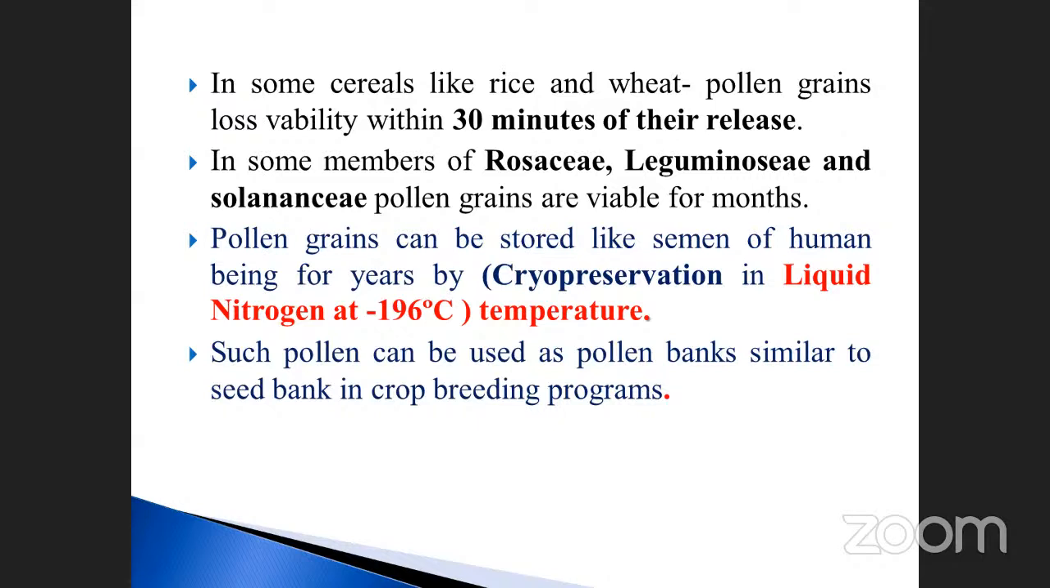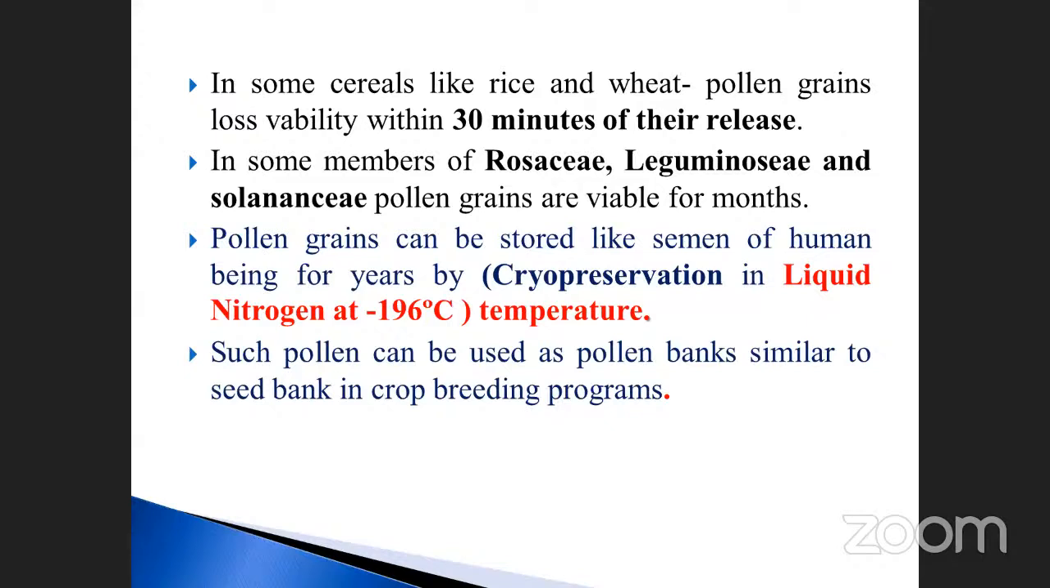NEET questions: many times they were asked, which one has less viability? They may give the name of the plant. Rice means which one? Oryza sativa. Wheat? Triticum vulgare. Like that they may give. Just note it down. These points are very, very important. These are the three things.